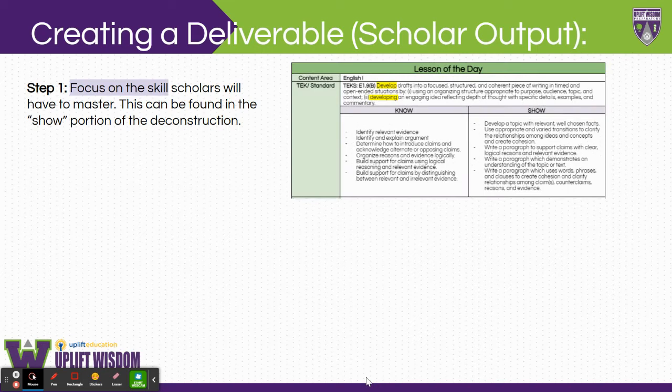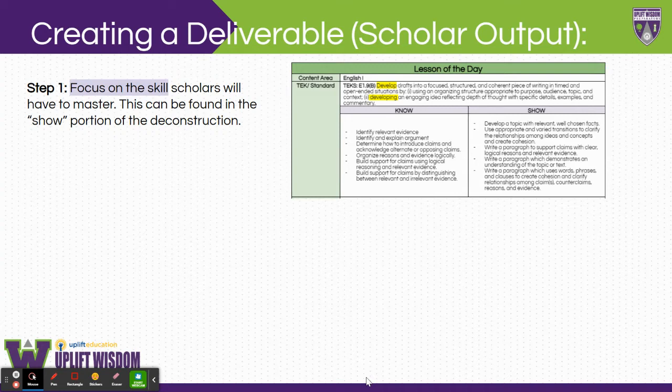So here's an example. And I think I have this. No, I don't have this on there. So here's an example. Okay. So my content area I have on here is English 1. Can you all see that a little bit? Not really. Okay. So I have on here English 1. In my lesson of the day, the TEK says develop drafts into a focused, structured, and coherent piece of writing in timed and open-ended situations by using an organizing structure appropriate to the purpose, audience, topic, and context. Then it says I need to develop an engaging idea that reflects the depth of thought with specific details, examples, and commentary. I cannot do all that in one class period.